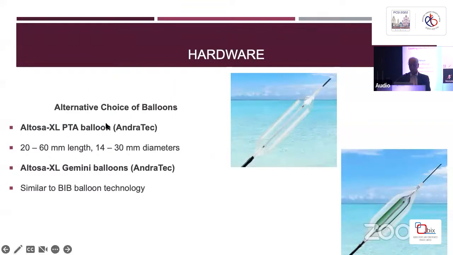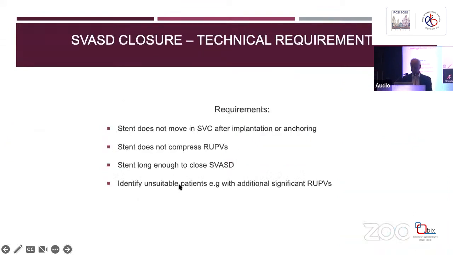The other alternative is balloons made by Andratec, such as the Atlas XL and Atlas XL Gemini. These are either single balloon, non-compliant, or BIB balloon technology. And again, their diameters go up to 30 millimeters and length up to 60 millimeters. So what are the requirements for the procedure?